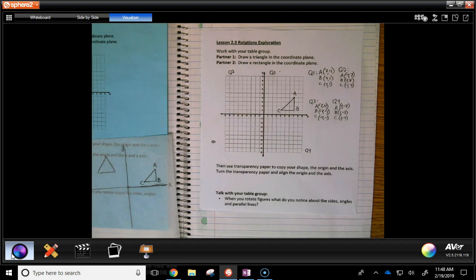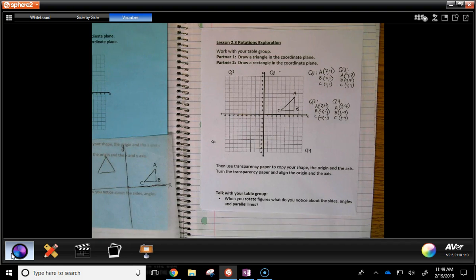Now, here's my quadrant 1. In quadrant 1, I used my transparency paper to write down my coordinates. A was at 7, 4. When I rotated one turn, which was 90 degrees, and it came down here in my triangle, it put it at negative 7, 4. Oops, that's quadrant 2. I'm looking at the wrong one. Quadrant 4. My A became 4, negative 7.